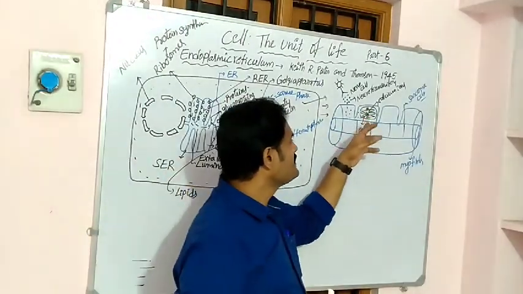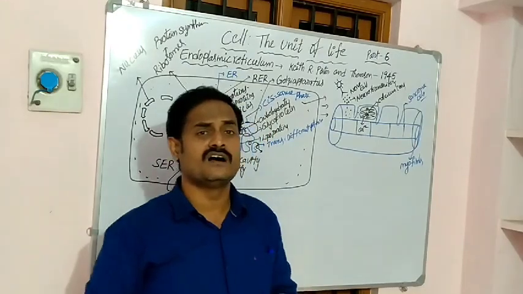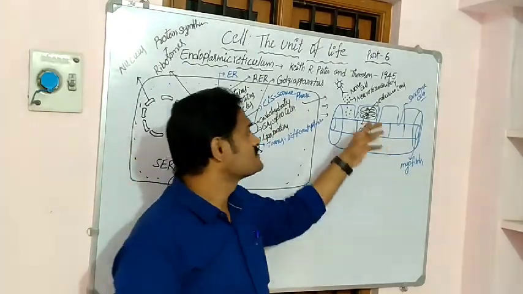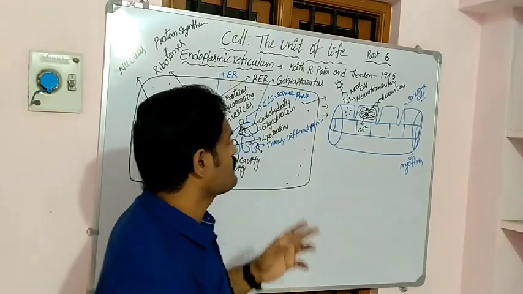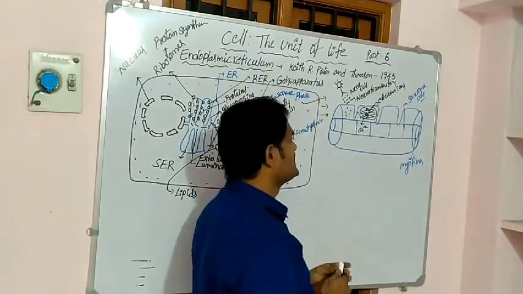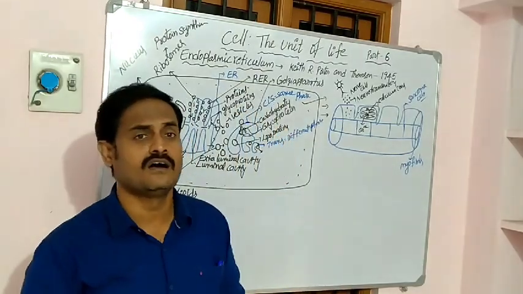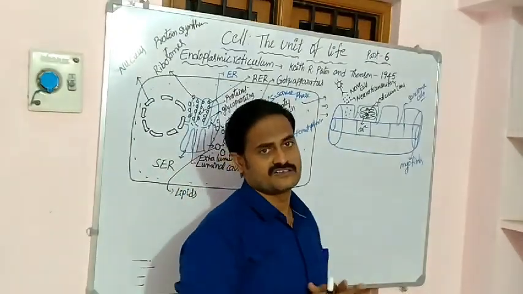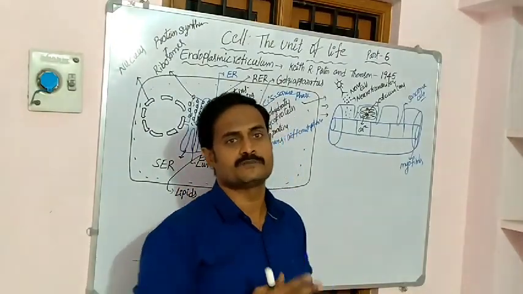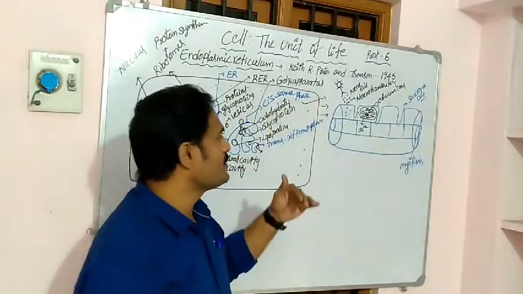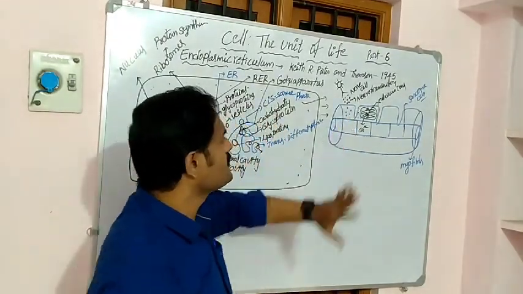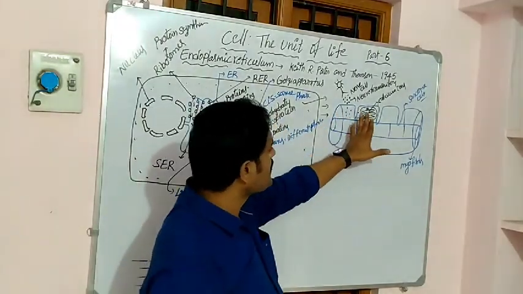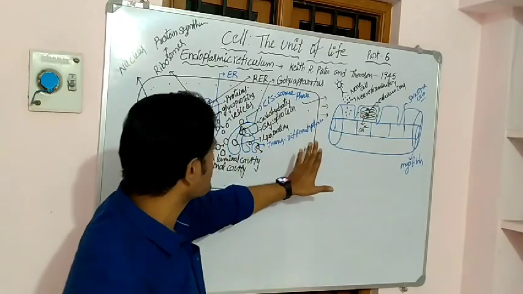But which cell organelle gives the calcium ions? Smooth endoplasmic reticulum. So one more function is that it is helpful for the movement of the organisms. The smooth endoplasmic reticulum is also one part of the movement. So this is about the endoplasmic reticulum, smooth endoplasmic reticulum.